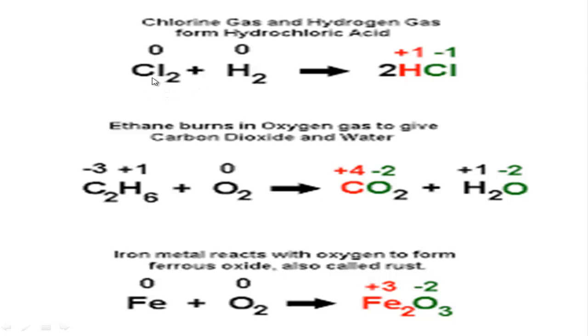Here chlorine is 0, since it is a neutral element, and hydrogen is also 0, but when hydrogen chloride is formed, the oxidation numbers are +1 and -1. So chlorine goes from 0 to -1, a decrease of oxidation number, so it is reduction, and hydrogen goes from 0 to +1, an increase of oxidation number, so it is oxidation. So in this way, at first when you write the oxidation numbers of all the atoms in a compound correctly, then you can easily identify the oxidation reaction and reduction reaction.